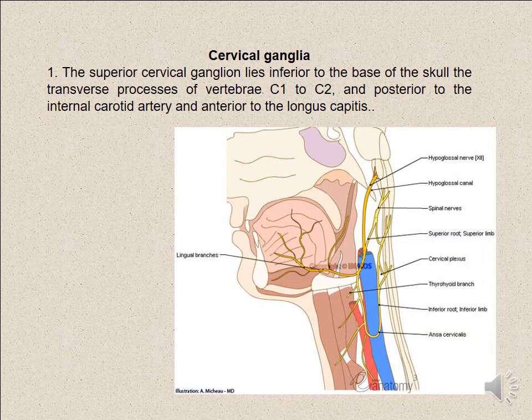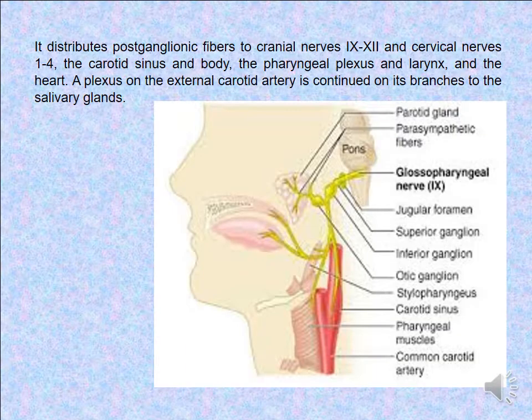The cervical ganglia. The first is the superior cervical ganglion, which lies inferior to the base of the skull, anterior to the transverse processes of vertebrae C1 to C2, posterior to the internal carotid artery and anterior to the longus capitis muscle. It gives postganglionic fibers to cranial nerves 9 to 12 and cervical nerves 1 to 4, the carotid sinus and body, the pharyngeal plexus and larynx, and the heart.